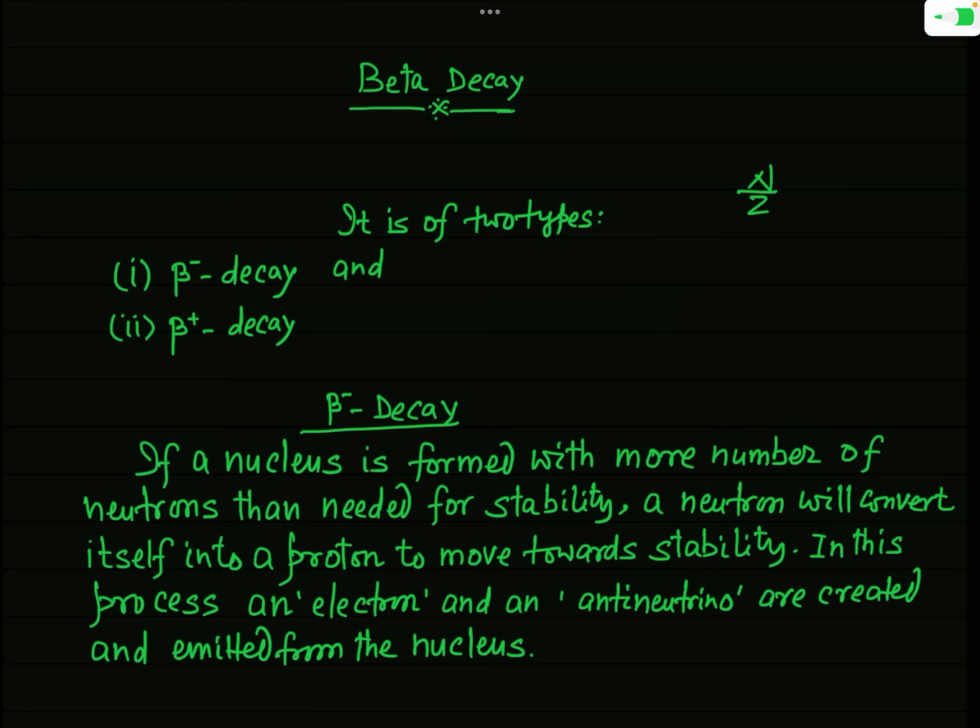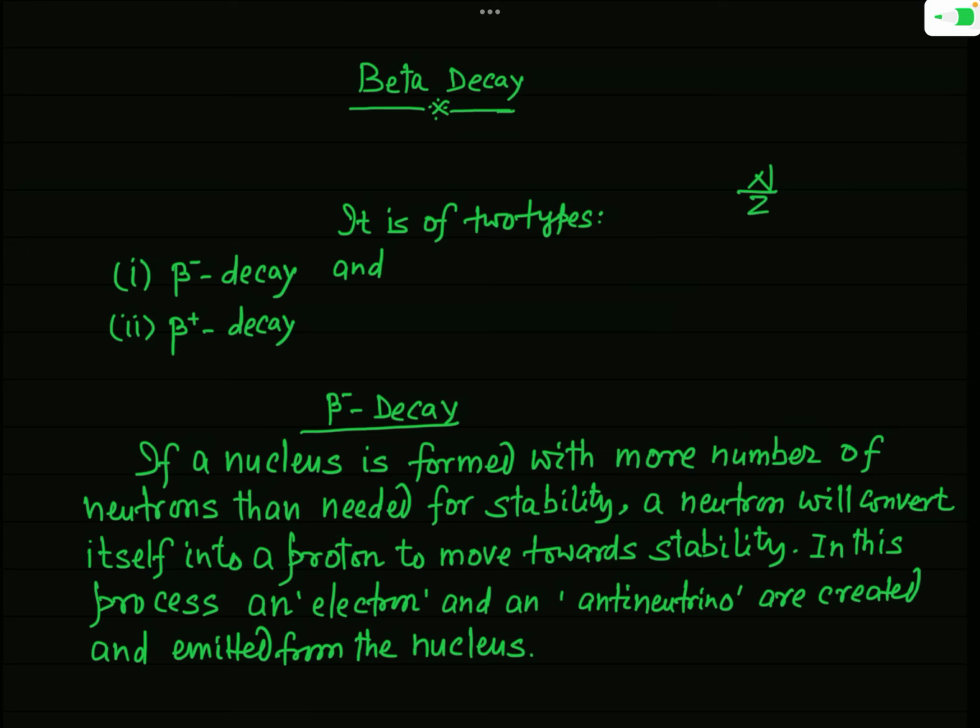This may be due to the excess number of neutrons. When you say excess number of neutrons, it means the number of neutrons present in the unstable nucleus is greater than the number of neutrons required for the stable nucleus. And this instability is also due to excess number of protons in the nucleus, and that means that the number of protons present in the unstable nucleus is more than required for the stable nucleus.